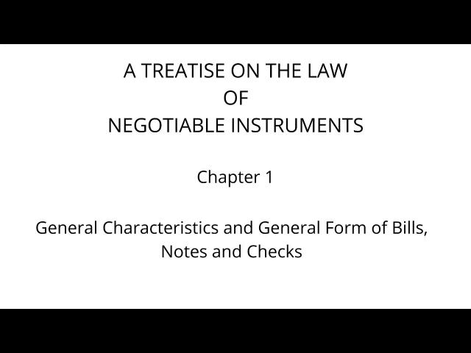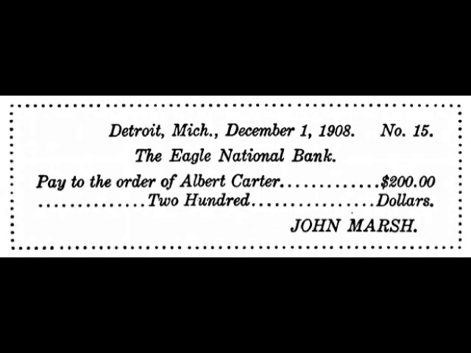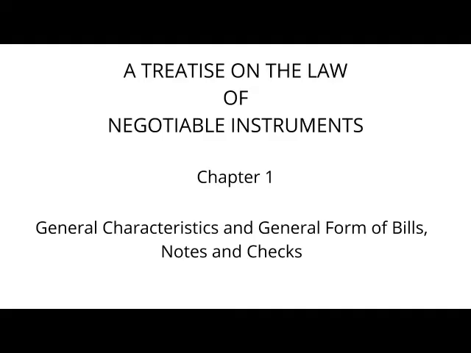Section 6. Form of a check. The following is the common form of a check. Detroit, Michigan, December 1, 1908. Number 15. The Eagle National Bank. Pay to the order of Albert Carter. $200. $200. John Marsh. Section 7.